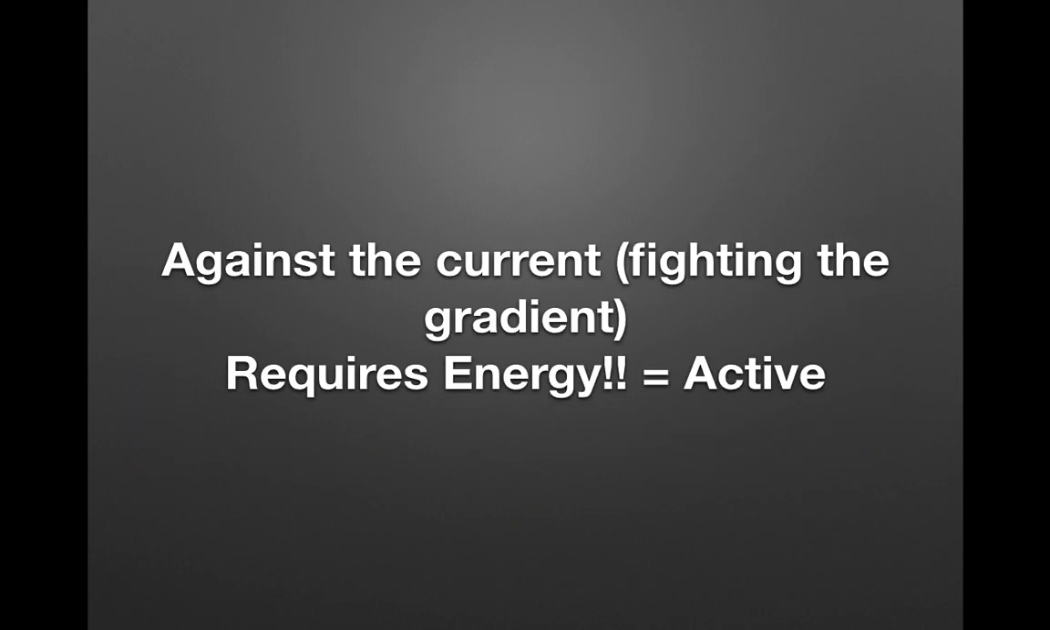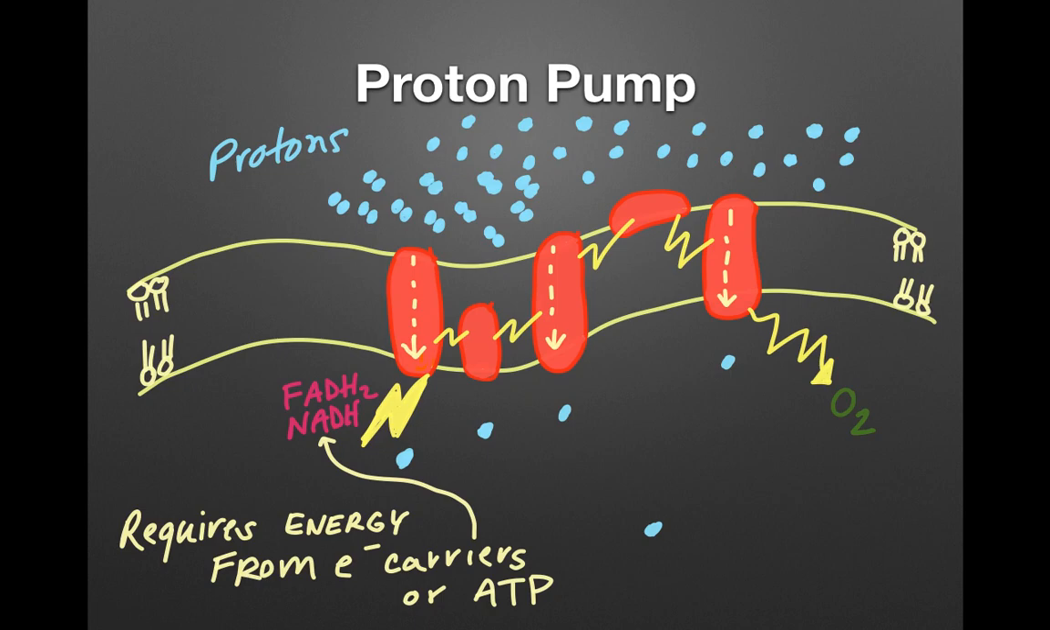Anytime that happens in a cell, we're going to call that active transport. It's an active process. If you stopped at any moment in time, the particle would just go in the opposite direction. And I hope that is clear to everybody. So let's look at our first example of active transport. It's arguably one of the more important examples that we see in life.